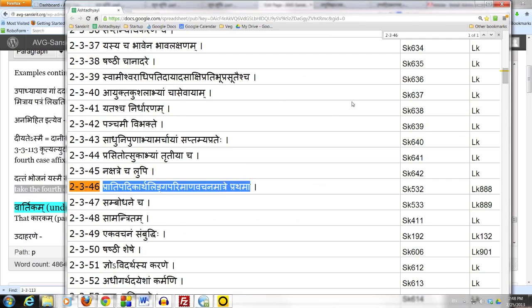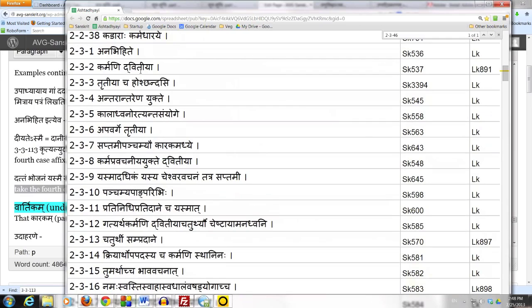Why the sutram 2346? So we always have to keep in mind the adhikara of Anabhite, which starts from 231 and it exerts its influence throughout this third quarter of chapter 2 of the Ashtadhyayi.